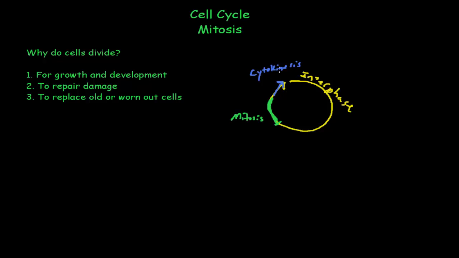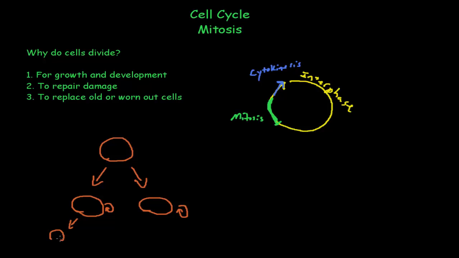Okay, and then when you get done with cytokinesis, you'll go from having one cell. So if we start off with a cell like this, then by the time we finish this, we should end up with two identical cells. Then each one of those will start the cell cycle over again. Each one of those will go through the cycle and possibly make two more.